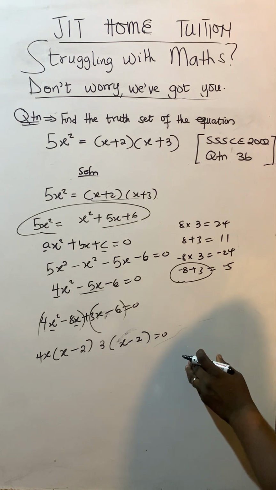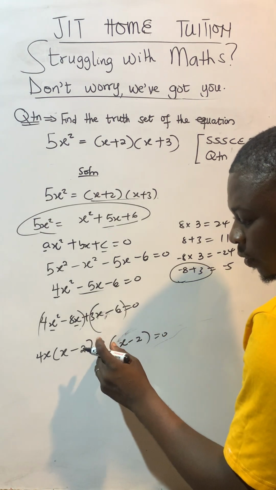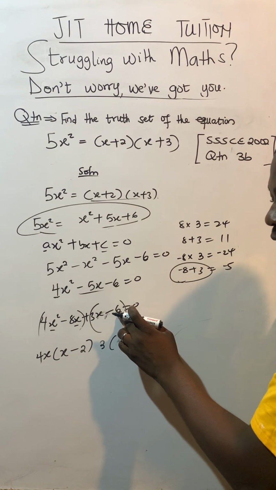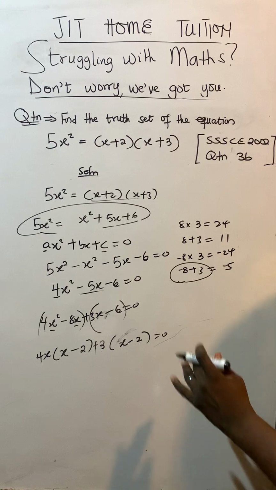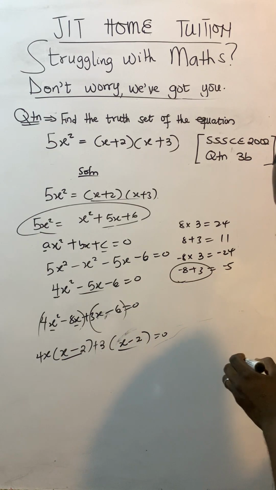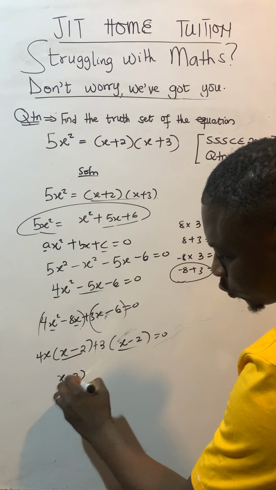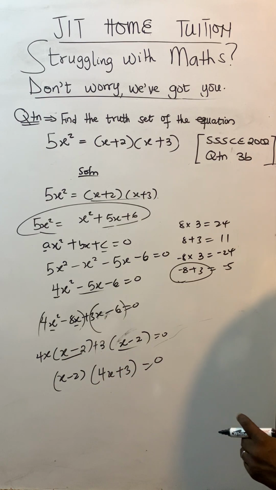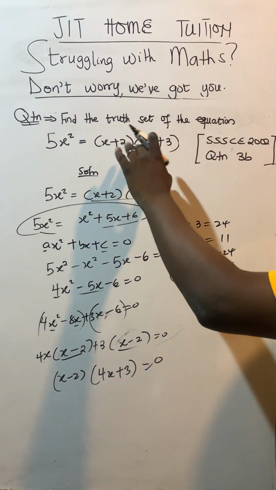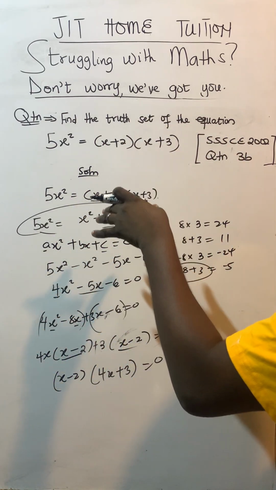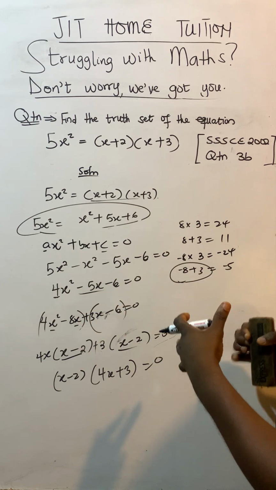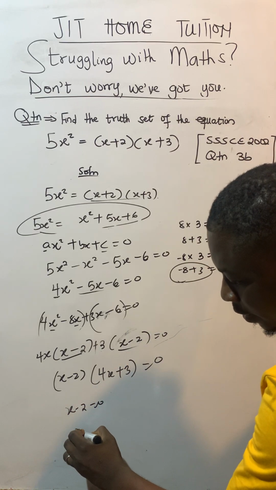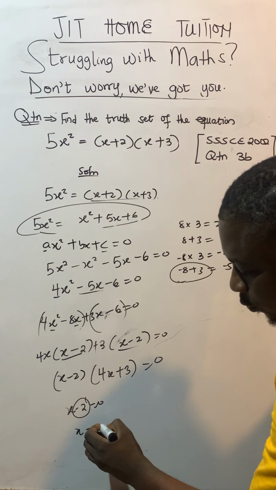Now the question you have to ask yourself: 3 times x, what does it give you? That is 3x. 3 times 2 also gives you 6. Then the bracket is the same here, so you write one of them, x minus 2, then the other, 4x plus 3, equals 0. Because you want the truth set, that means you want the values of x that satisfy the equation. So you have x minus 2 equals 0, and this 2 moves to the other side, giving x equals 2.